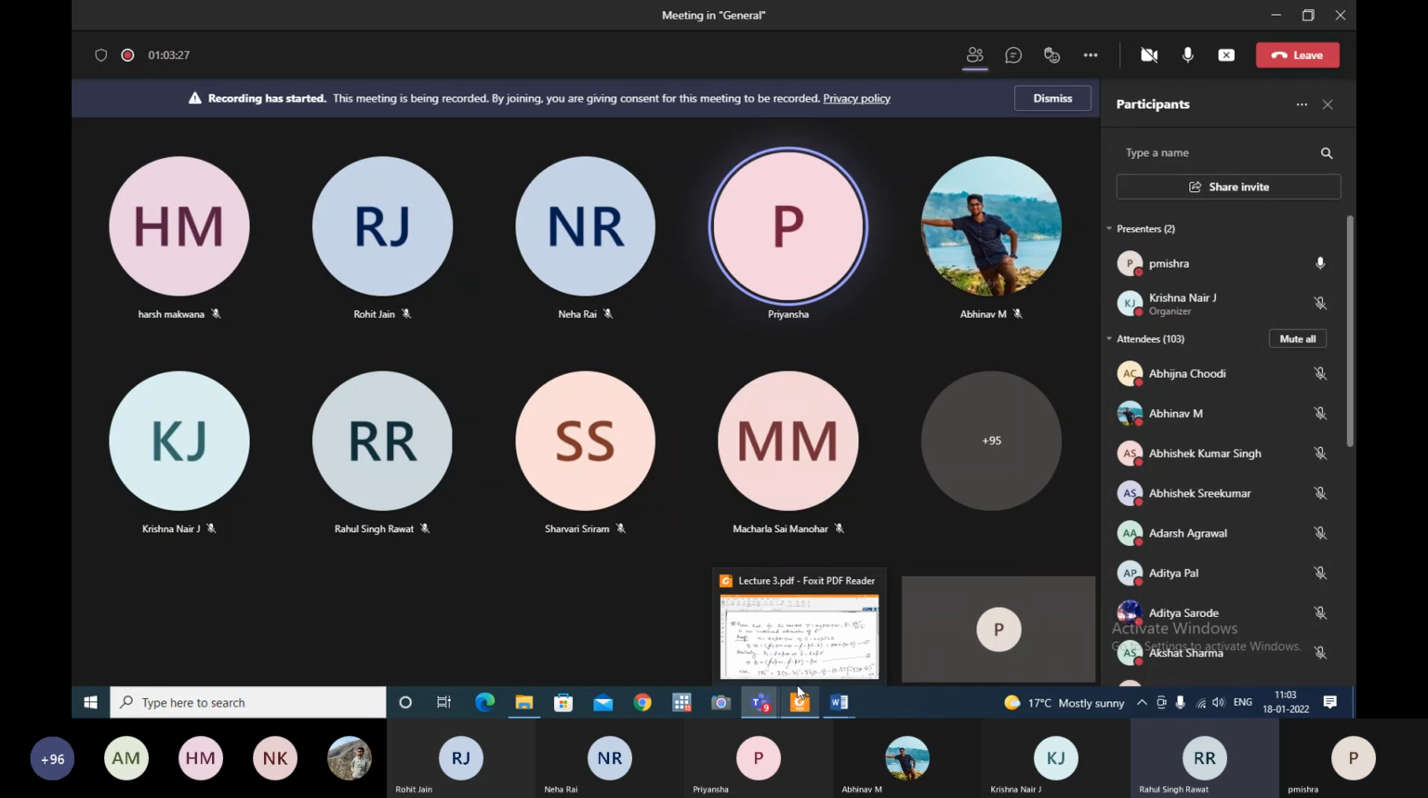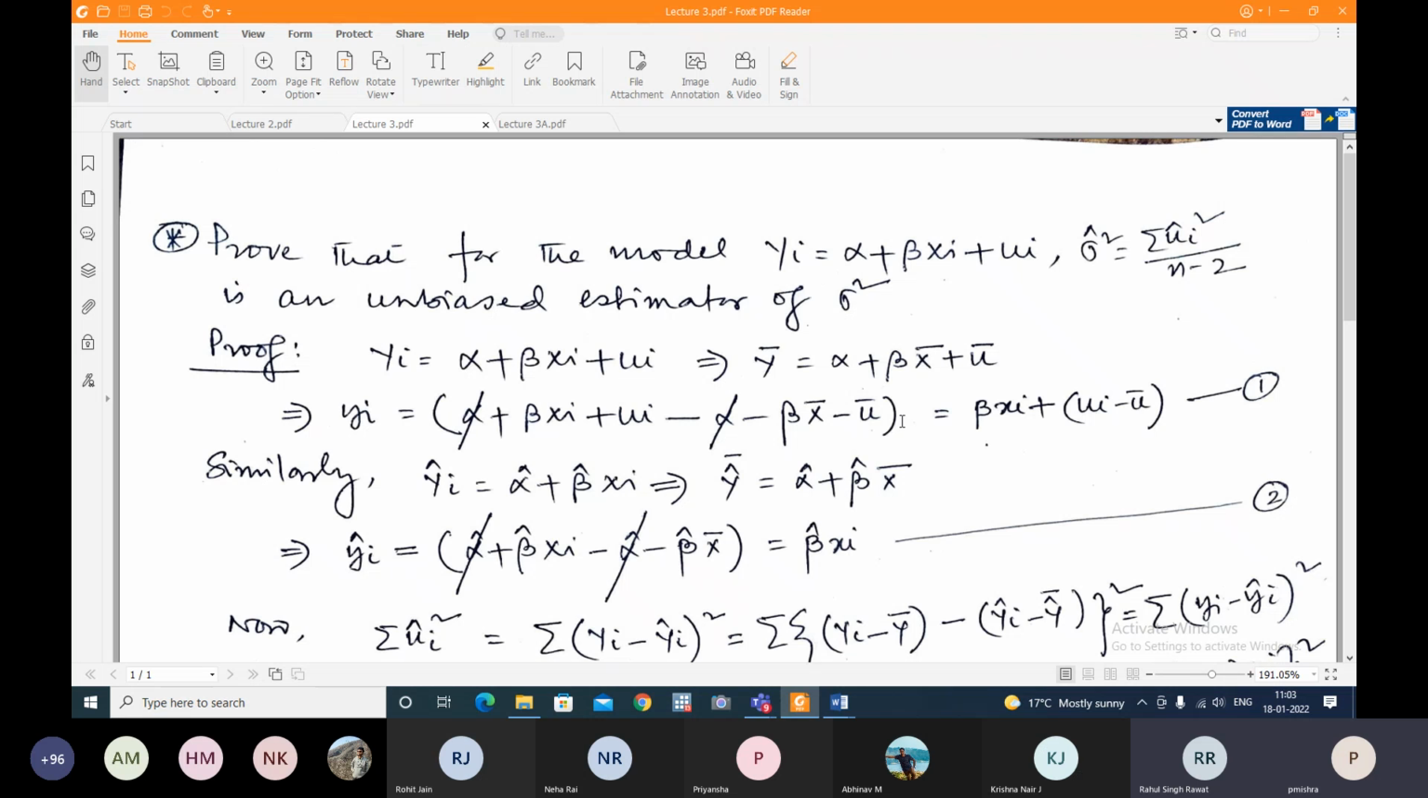So sigma hat square is equal to summation of u hat i square by n minus 2.